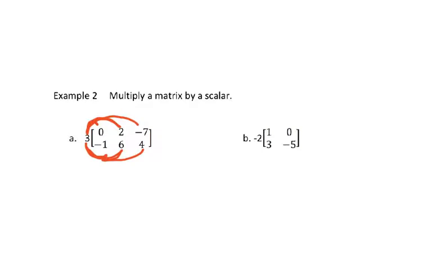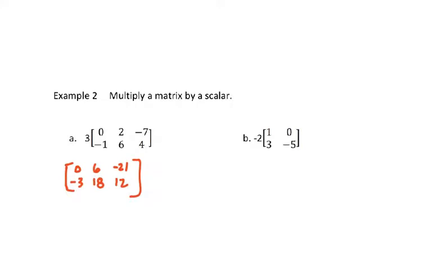You don't have to draw that, but it's like the claw, but the claw just got lobster pincery. So 3 times 0, it's got to be the same dimensions again. 3 times 0 is 0. 3 times 2 is 6. 3 times negative 7 is negative 21. 3 times negative 1 is negative 3. 3 times 6 is 18. And 3 times 4 is 12.